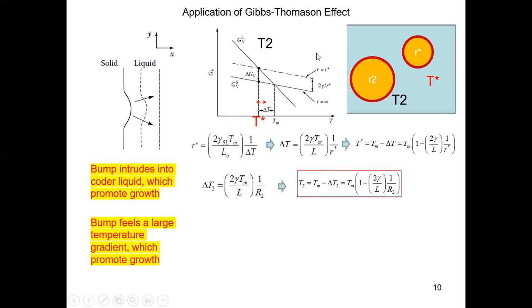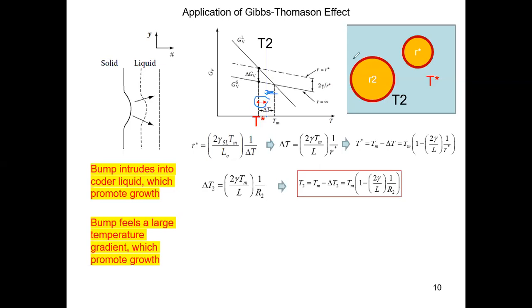So T2, let me illustrate this for you. This line corresponds to Tm, the melting temperature. My delta T2 is basically this part. This is a supercooling with respect to the theoretical melting temperature to stabilize my radius R2. If I take this Tm minus this part, I get T2, which is this line. This is my T2. But we're not looking for T2. We're looking for this part, the effective supercooling felt by the particle.